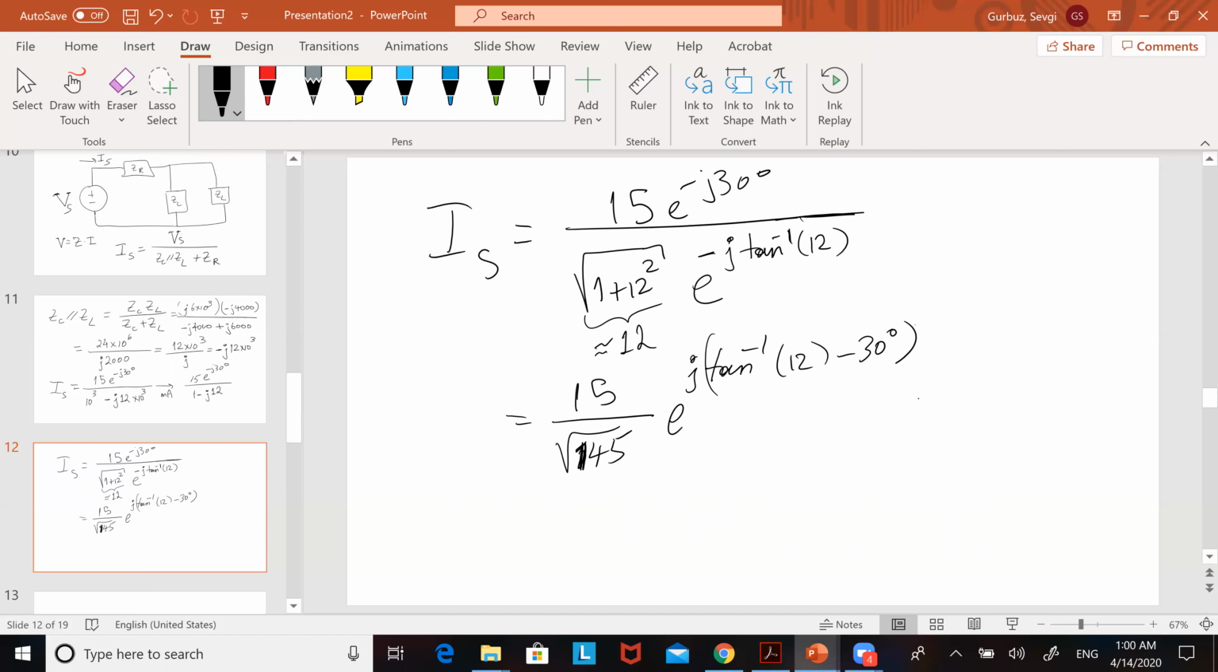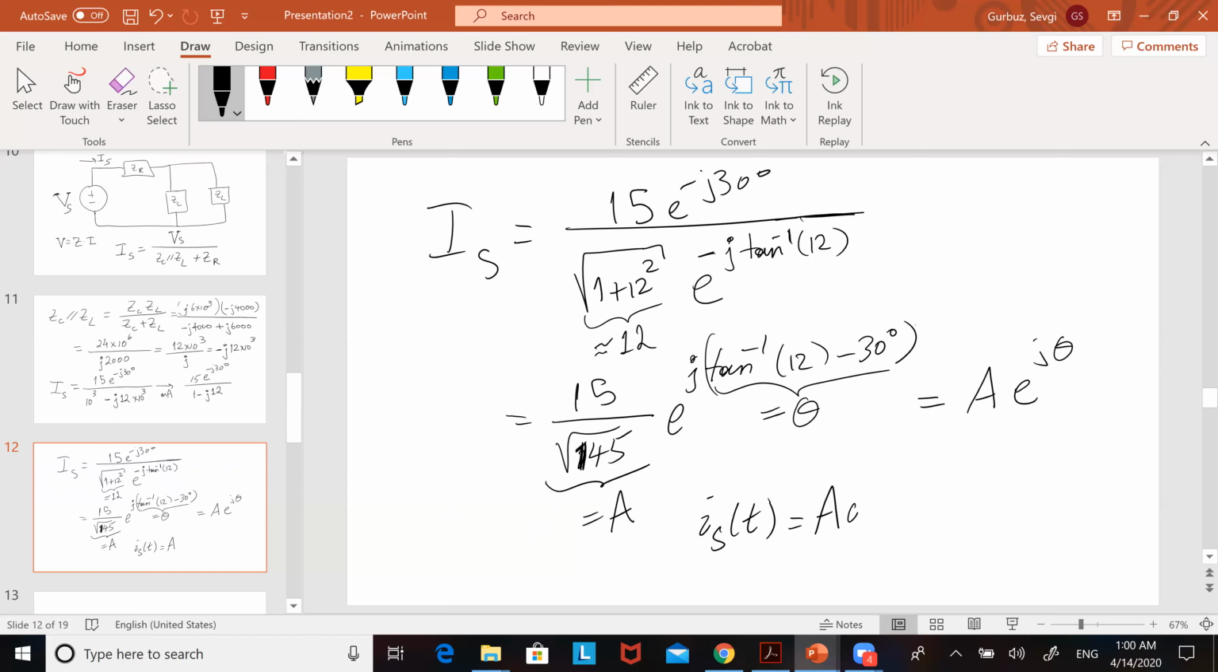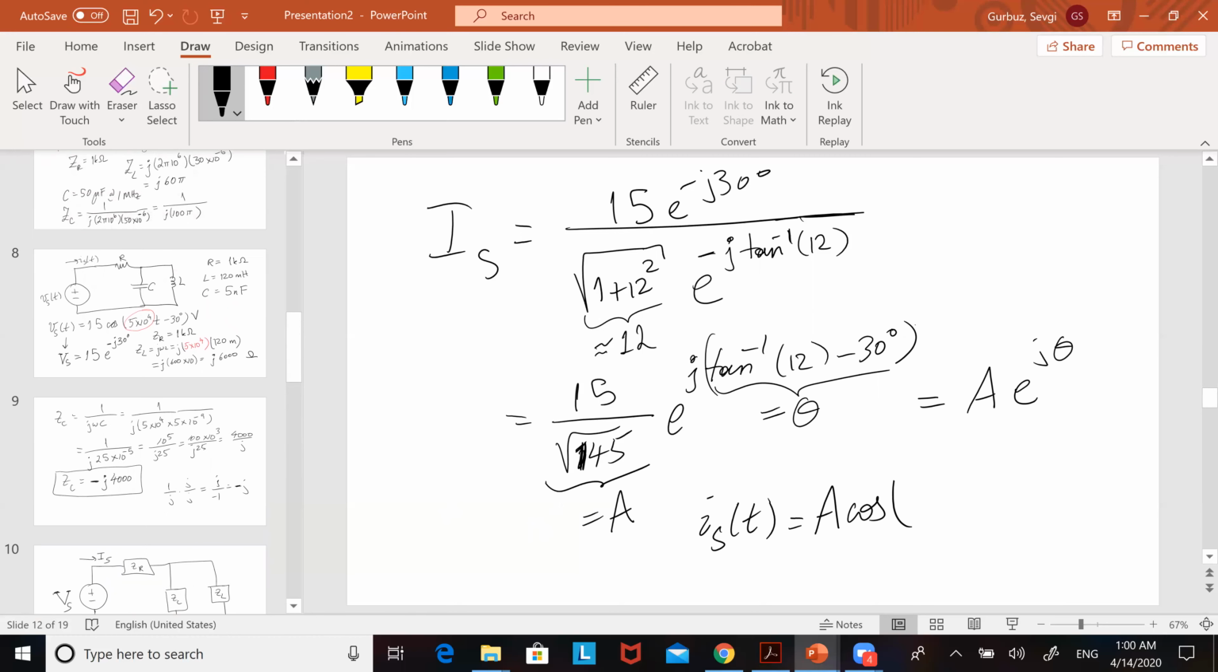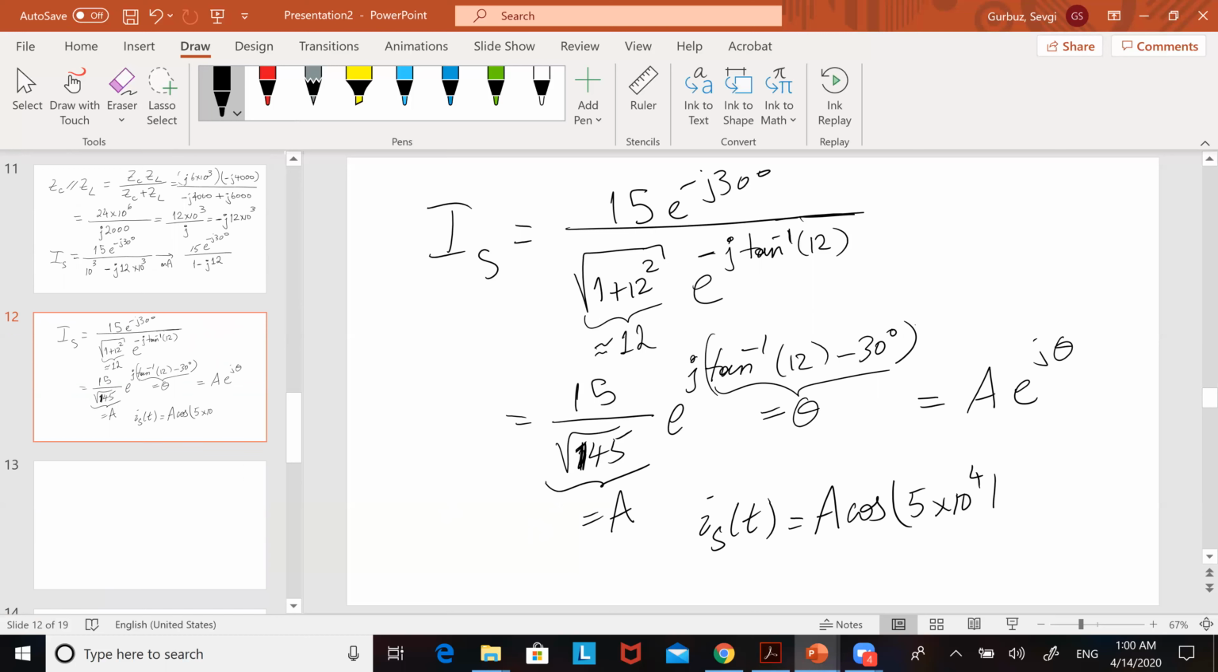And again, you can calculate what these values turn out to be in the calculator. For now, let's just write this as a generic a e to the j theta, where this coefficient here is equal to a, and this term here is equal to theta. How would we now convert this back into the time domain? Well, we would write is of t as having the magnitude of a times the cosine of whatever the frequency was. I believe in this problem, the frequency, if we go to the beginning, was 5 times 10 to the 4. So this will be 5 times 10 to the 4 t plus whatever phase value we find. And this is going to be in terms of amps.